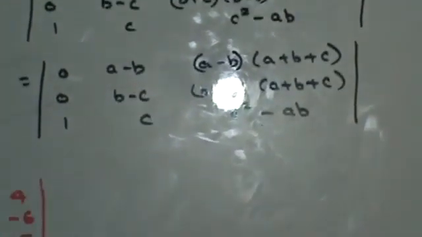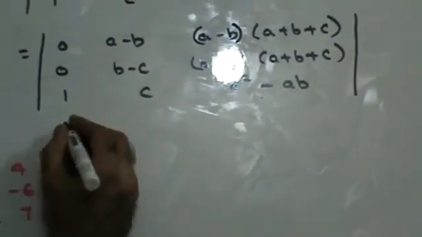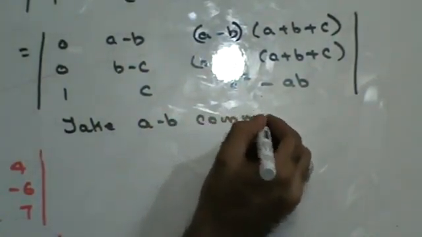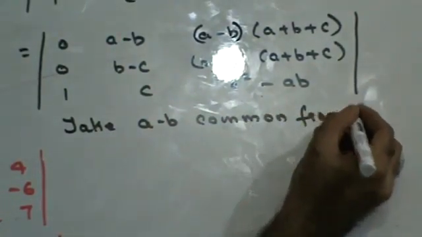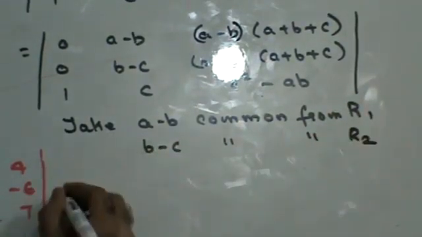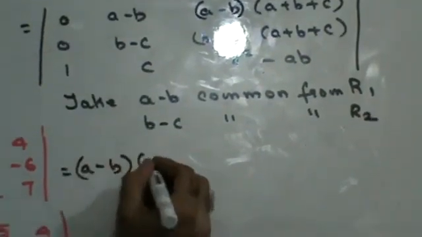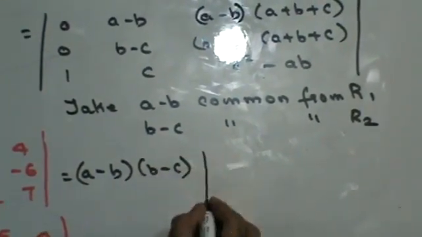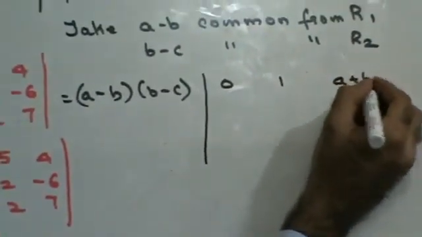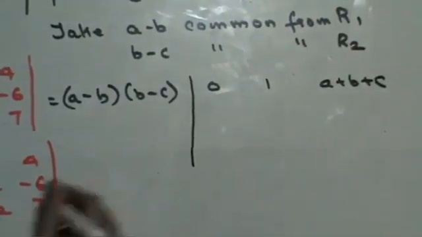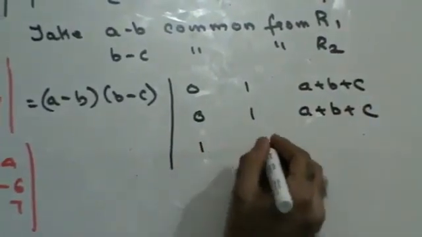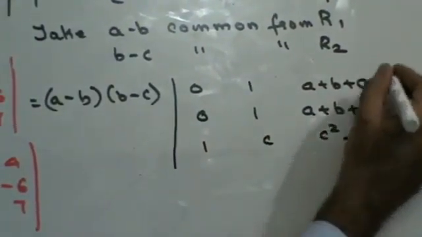Now I can take A minus B common from the first row, and B minus C common from the second row. So A minus B is out, B minus C is out. That will remain: first row, A minus B is common, so 0, 1, A plus B plus C. Second row, B minus C is common, so 0, 1, A plus B plus C. Then 1, C, C square minus AB.